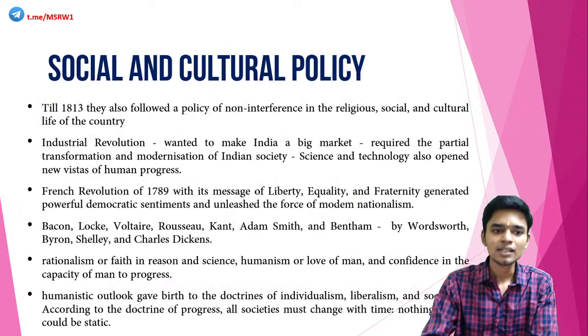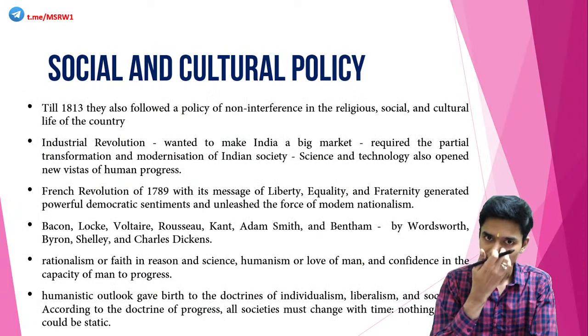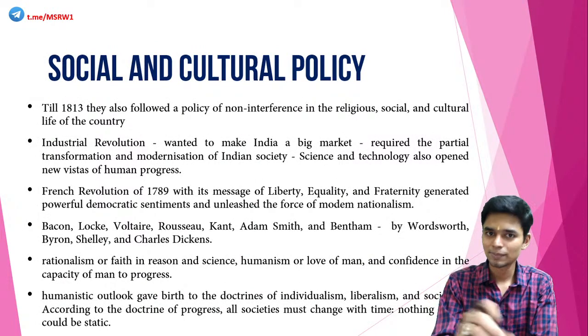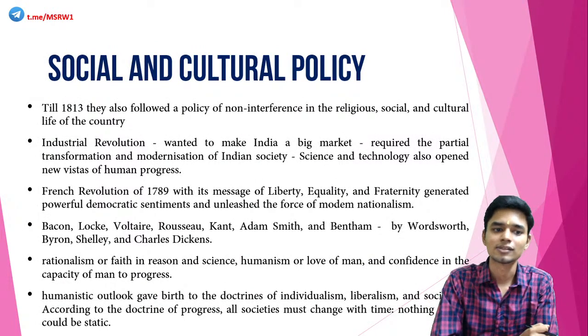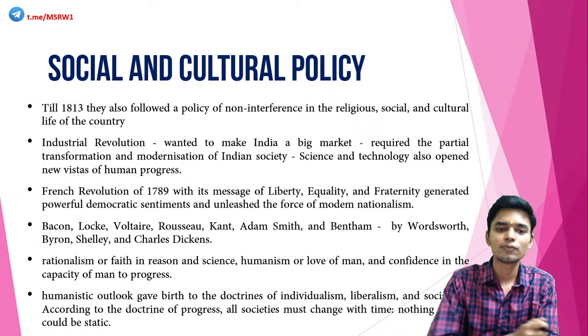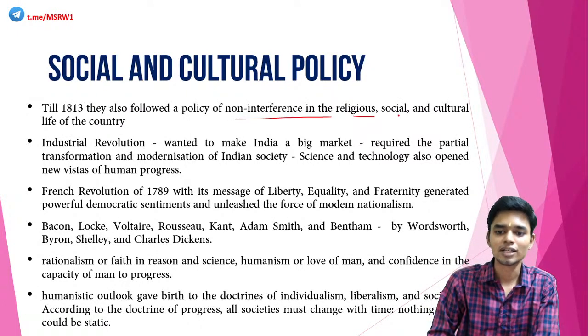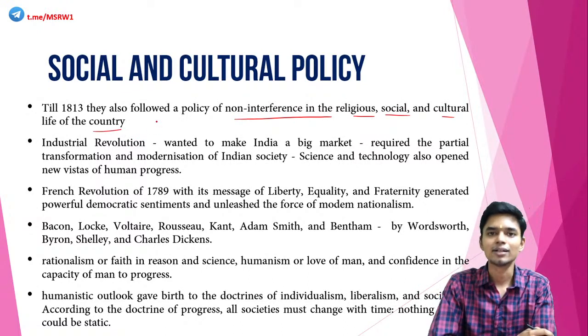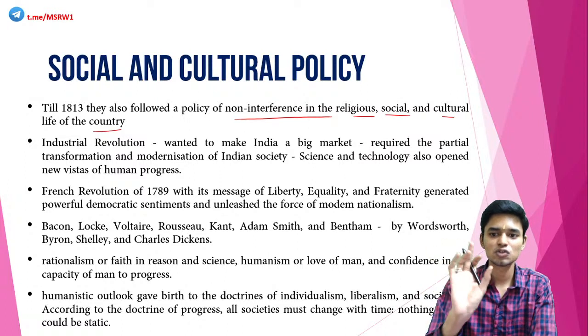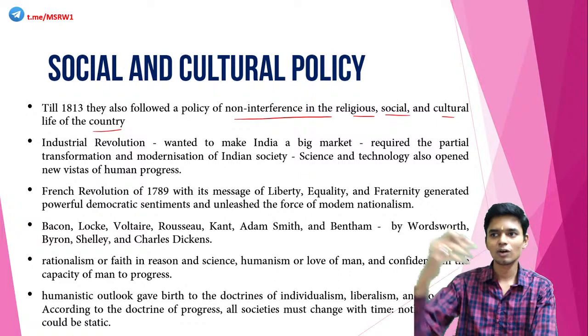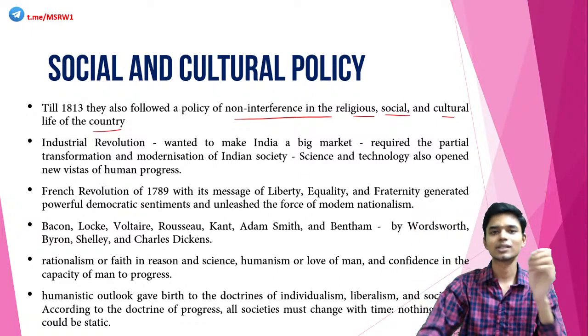Okay. Social and cultural policy. So, judiciary is done. Now to the last part of this chapter, social and cultural policy. Till 1813, they were also following a policy of non-interference in the religious, social and cultural life of the country. Until 1813, the general attitude of Britain was that they will not interfere with Indians' religious policy or social structure. They will conquer this territory and impose land revenue, etc.